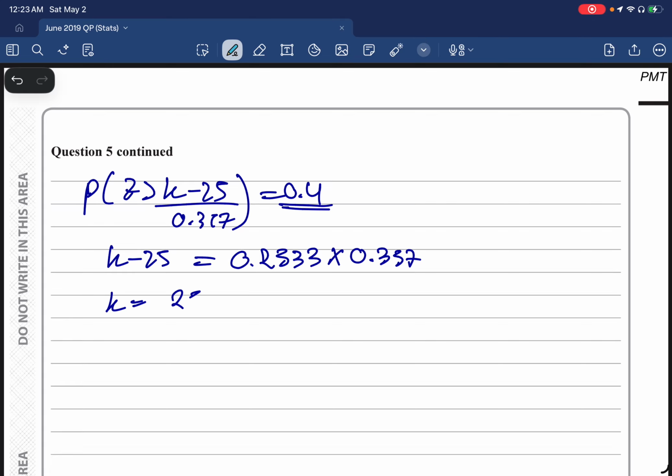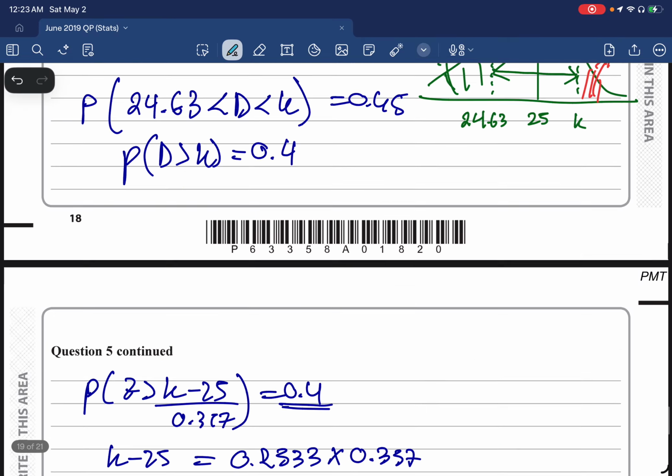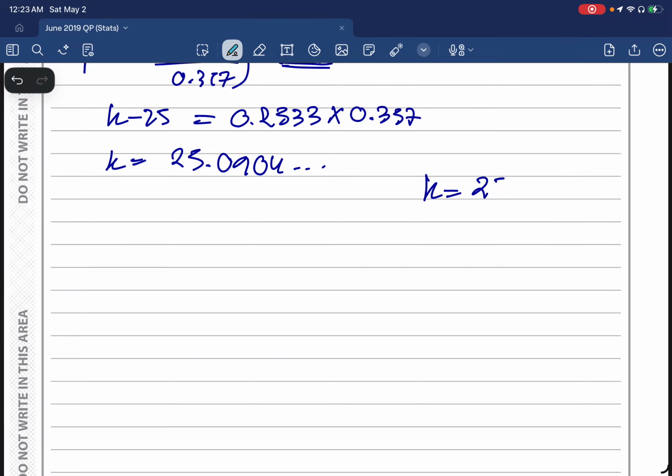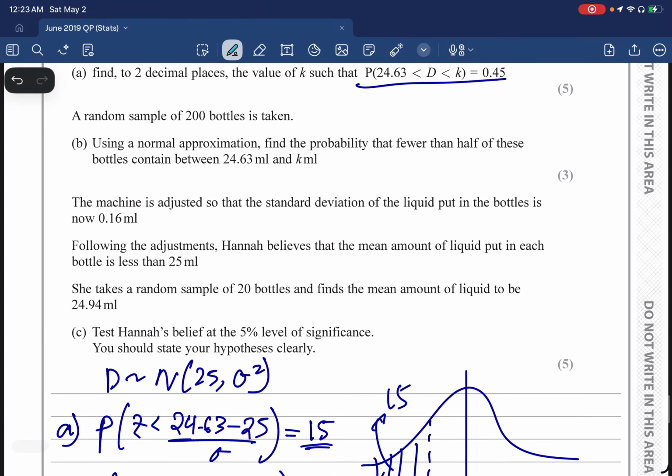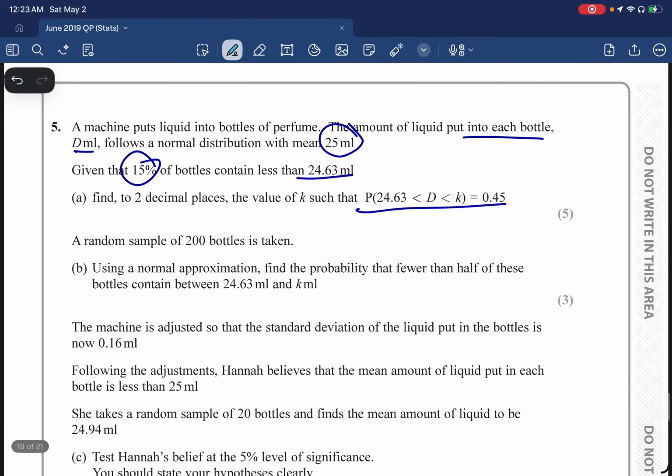K is equal to 25.904... They said 2 decimal places, I believe. So all you're going to say is K is equal to 25.09. As simple as that. Okay, those were 5 marks.